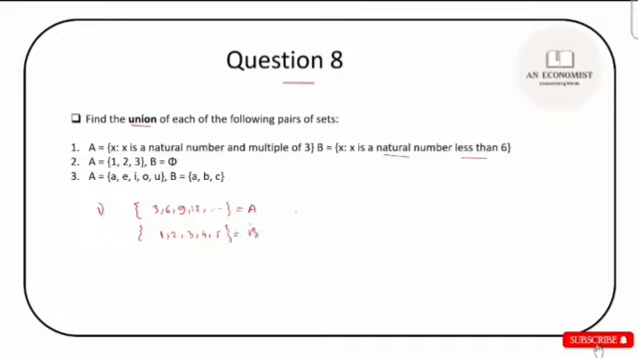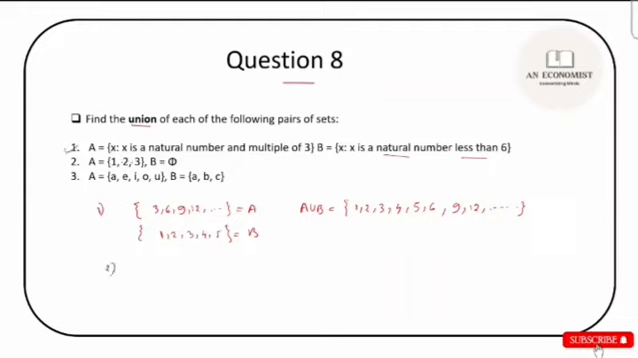Now let's take the union of these two. A union B will be what? 1, 2, 3, 4, 5, 6, 9, 12, and so on and so forth. It will be an infinite set. So here you see set A has infinite elements but set B has finite elements. If you take the union of these two, the union set will have infinite elements. This is done.